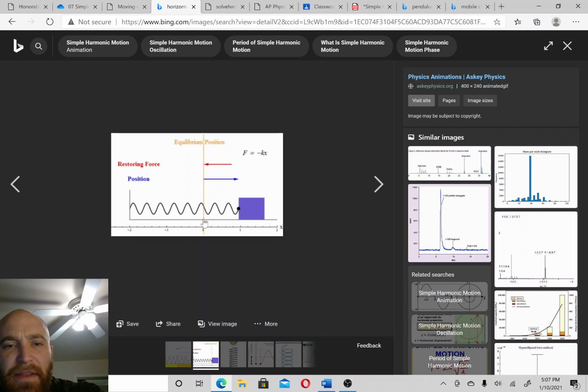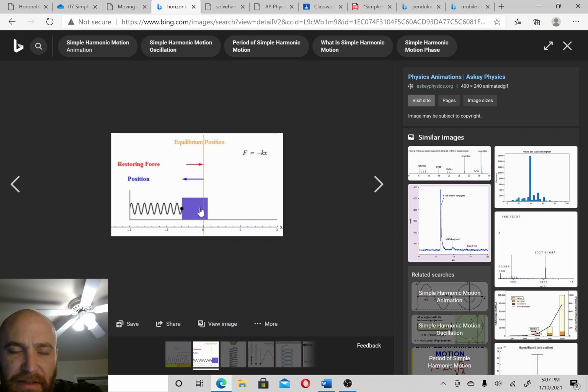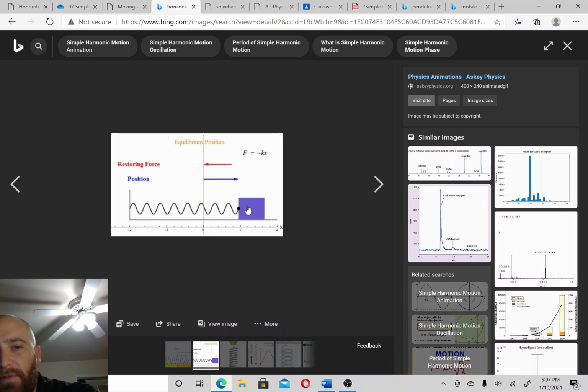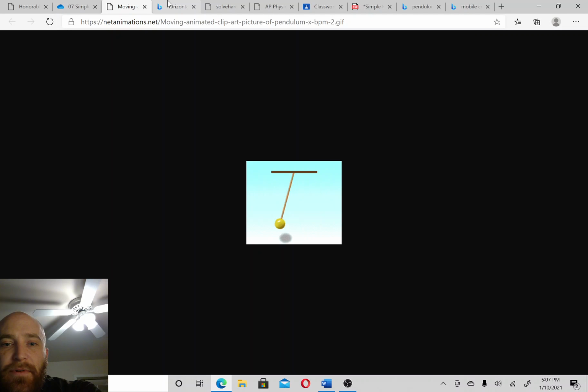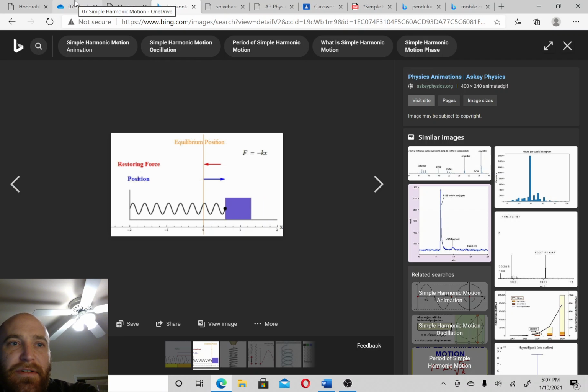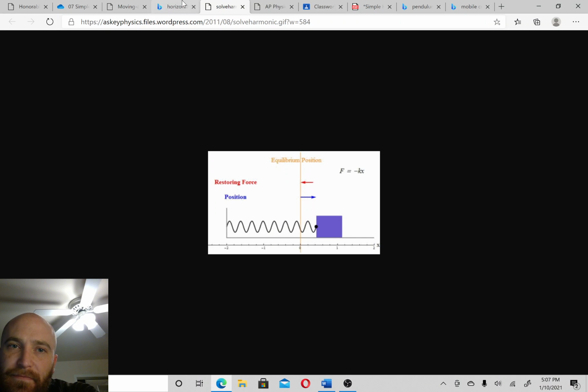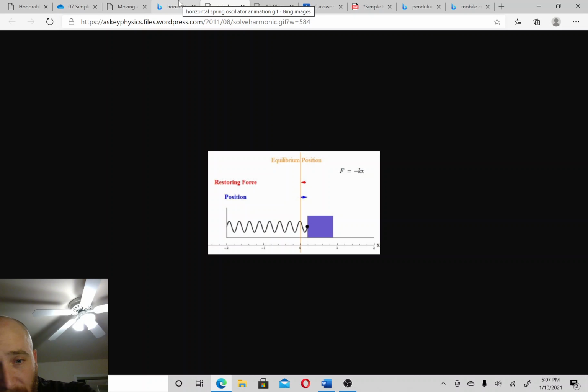Basically what I'm talking about is something like this. It's an object at the end of a spring, and imagine you pulled it to the side. It would kind of bounce back to the other side, then the spring would push it outwards, and then the spring would sort of pull it back, and then it would sort of bounce outwards again. So that's what you're looking at when you talk about a spring oscillator.